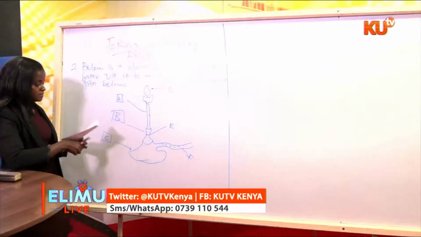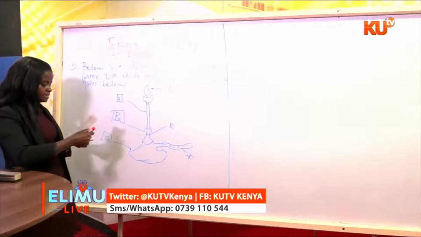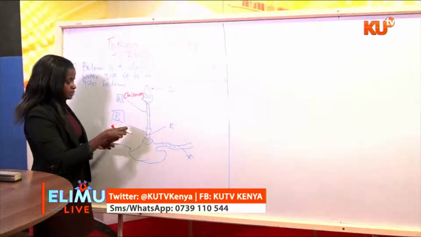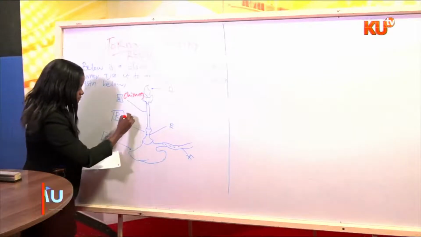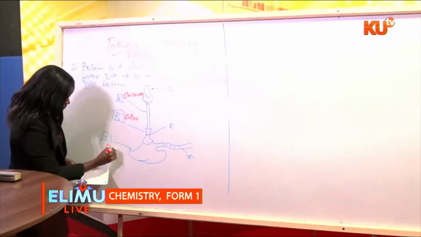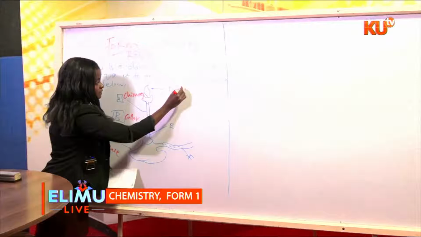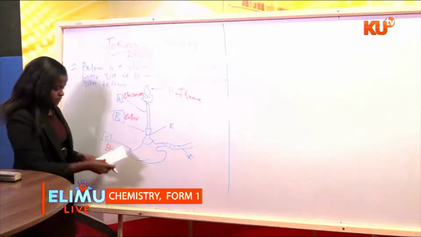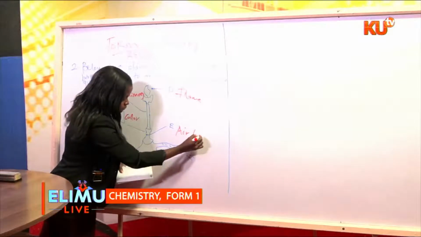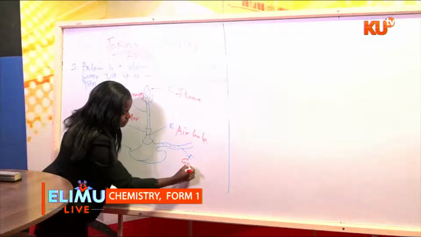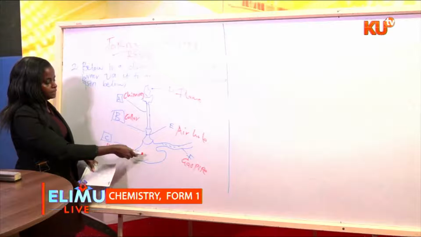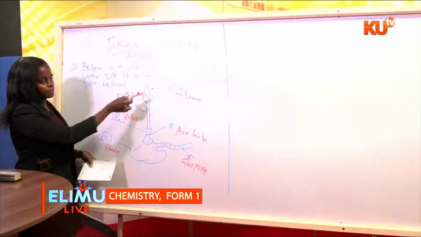So part A is the chimney. Part B is the collar. Part C is the base. This is the flame. Then part E is the air hole. And then the last one is the gas pipe. This is the source of the gas that comes in here, then it flows up here so that we get a flame.